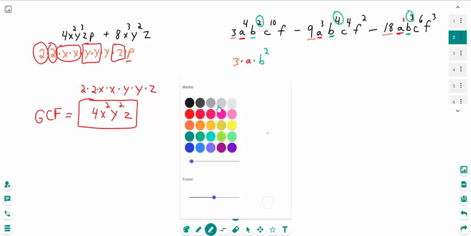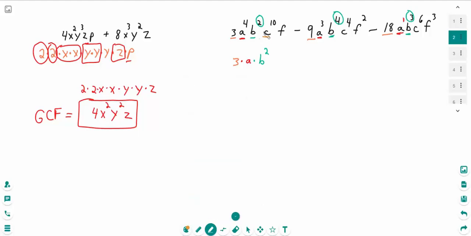Now we go on to the next one here. Let's look at c to the 10th. Well, c to the 10th is here. There is a c here, and there is a c here. So that's good. C's are common to all three terms. But now we need to figure out how many of the c's are common. Well, this one has 10, this one has 4, and this one has 6. So the most that's common is 4, right? So the c to the 4th is what we'd put into our GCF.